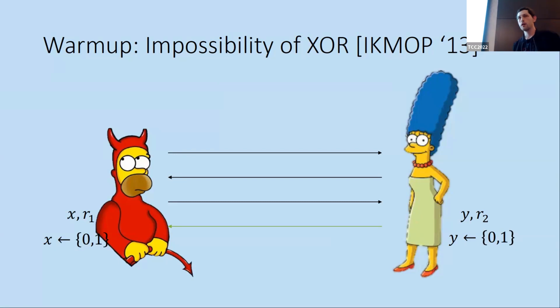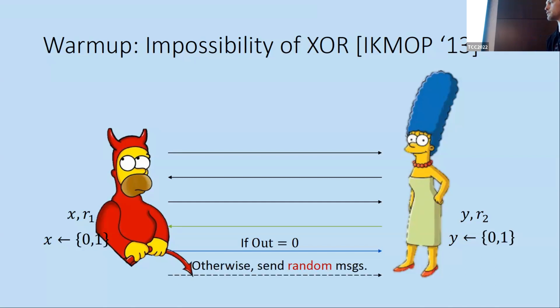So what it does with this information, if the output is to his liking, say he wants 0, then he will send the real message and they continue to play honestly until the end. And if he sees that the output is 1, then he will send only random messages.